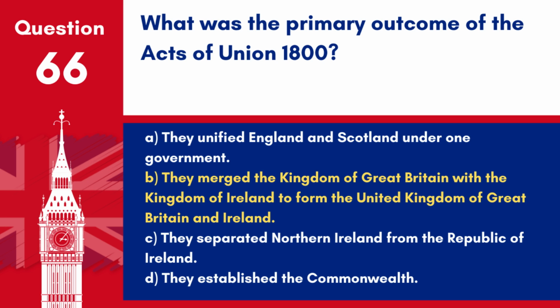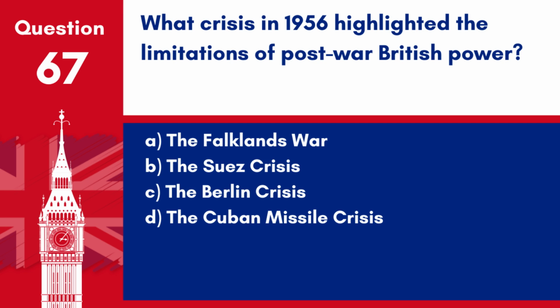Answer: B. They merged the Kingdom of Great Britain with the Kingdom of Ireland to form the United Kingdom of Great Britain and Ireland. The Acts of Union 1800 were pivotal in creating a single political entity under the British Crown. Question 67. What crisis in 1956 highlighted the limitations of post-war British power?